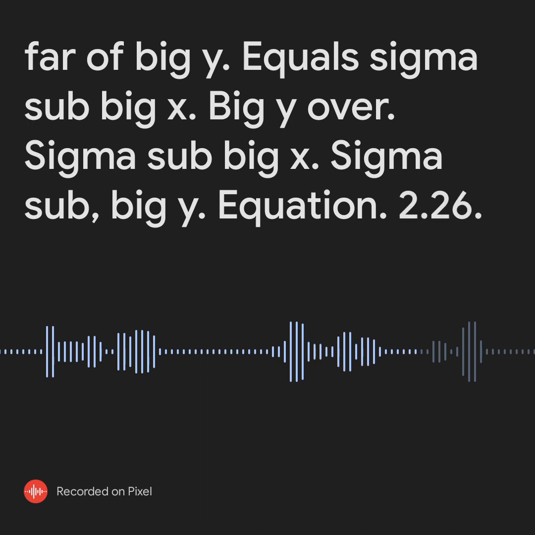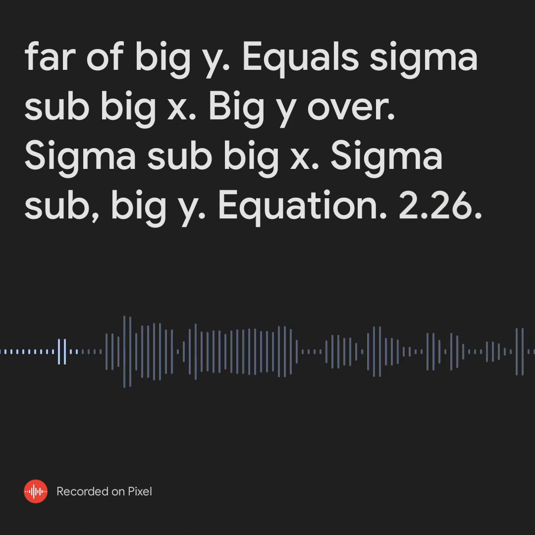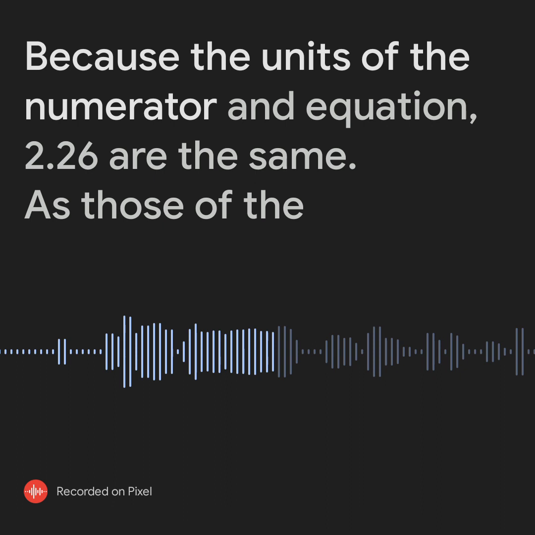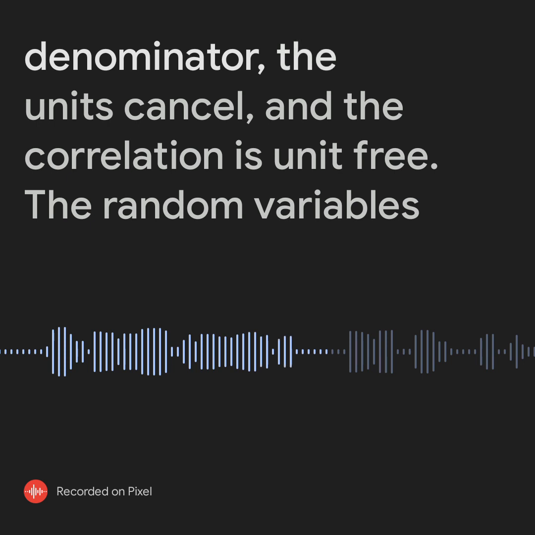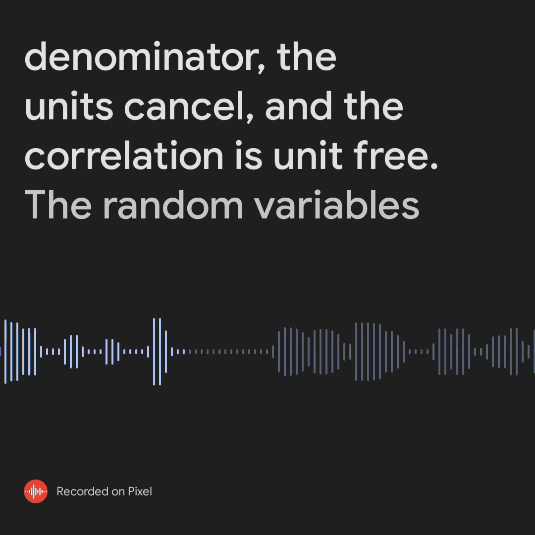Equation 2.26. Because the units of the numerator in equation 2.26 are the same as those of the denominator, the units cancel and the correlation is unit free.